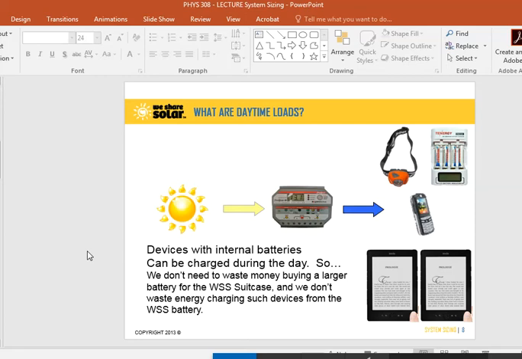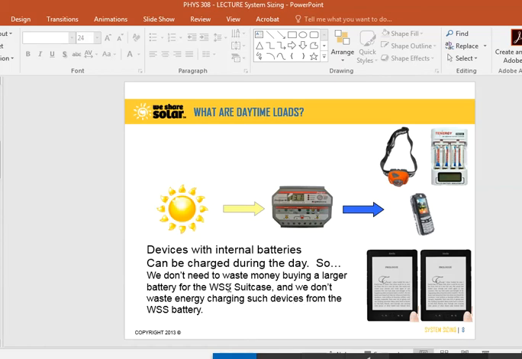What are daytime loads? Well, daytime loads basically are things that you can make use of the sunlight energy directly without having to really store it in a battery. So things that you can actually charge, like e-readers, your headlamp, a phone. Wow, this is such an ancient picture of a phone, right? And any other devices that you can think of.